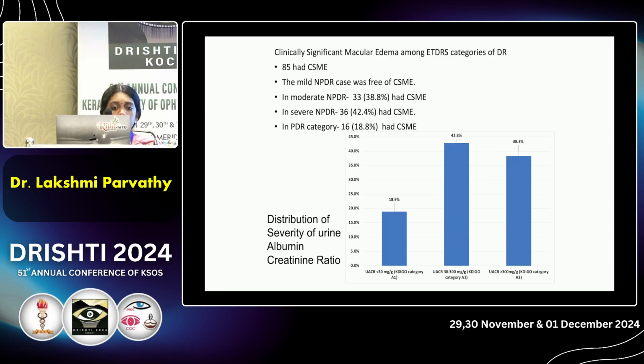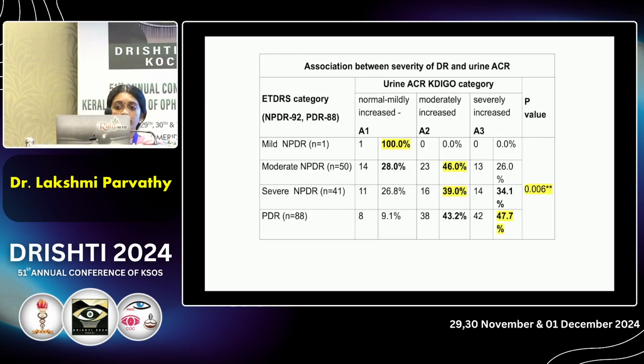Coming to distribution of severity of UACR, majority belong to KDIGO category A2, that is UACR between 30 to 300 mg per gram. In this study, there was one participant with mild NPDR who belonged to KDIGO category A1. Among moderate NPDR, majority belong to KDIGO category A2, that is 46%, followed by KDIGO A1, that is 28%. In severe NPDR, majority belong to KDIGO category A2, that is 39%, followed by A3, 34.1%. Among PDR, majority belong to KDIGO category A3, 47.7%.